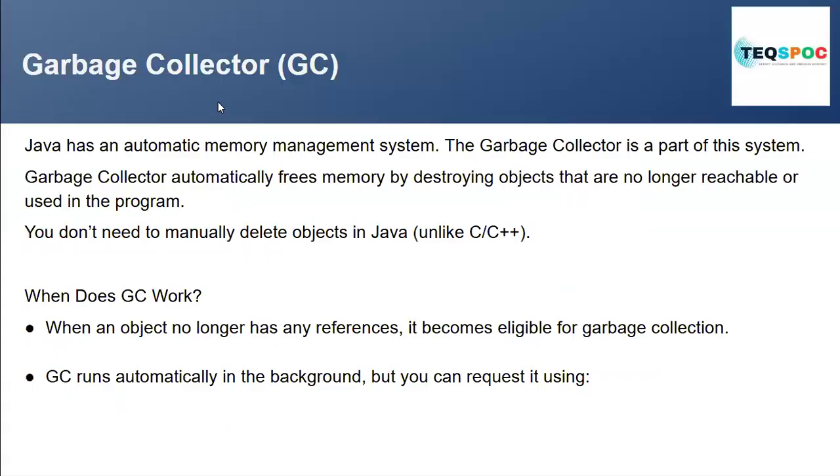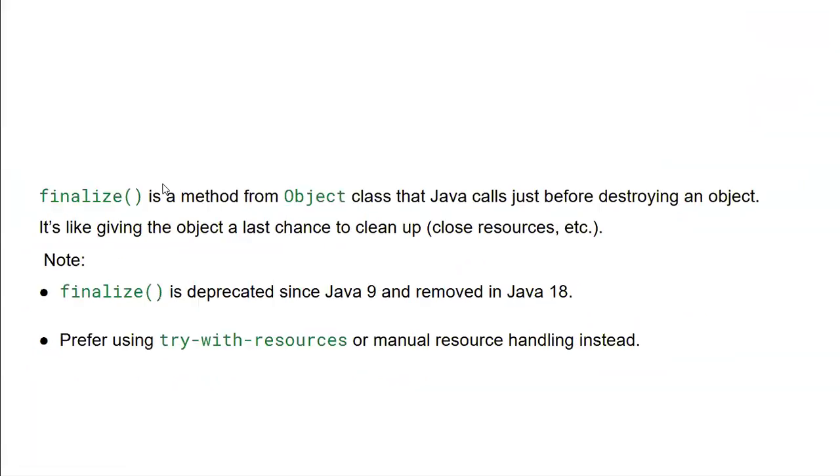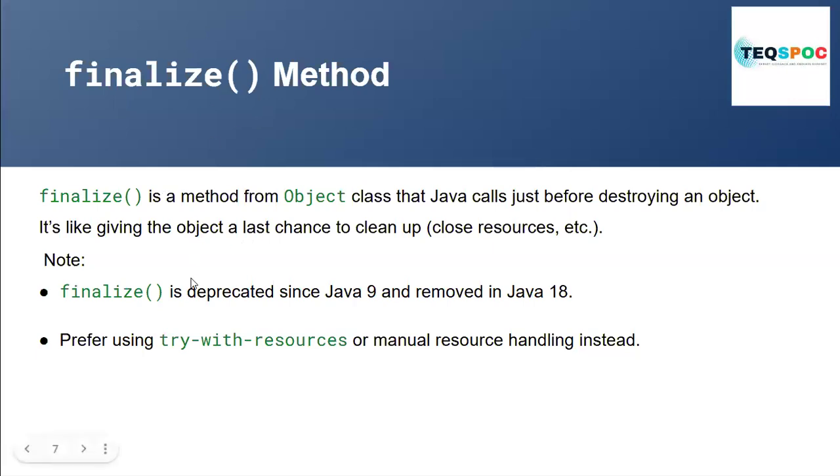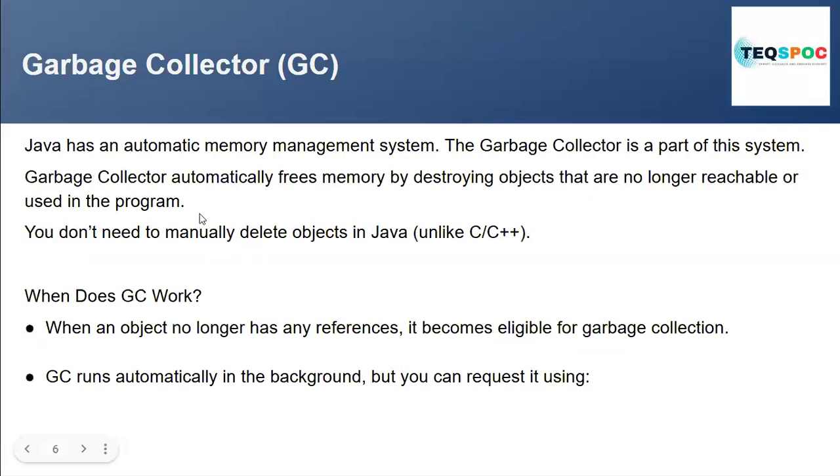Now, what is a garbage collector? The garbage collector and the finalize method are interrelated. Let me explain why. Java has an automatic memory management system, and the garbage collector is a part of this system. The garbage collector automatically frees memory by destroying objects that are no longer reachable or no longer in use in the program. So you do not need to manually delete objects in Java, unlike C and C++.